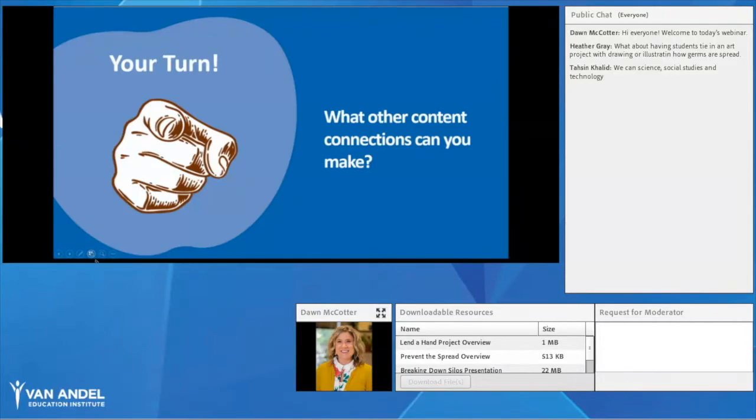So turning back again to that question. So Lend-a-Hand, micro-lending, learning about that fundraising. We talked about some content connections. What other content connections can you make? Think about what you teach and how you could see this fitting. I'll give you a minute or so to respond.